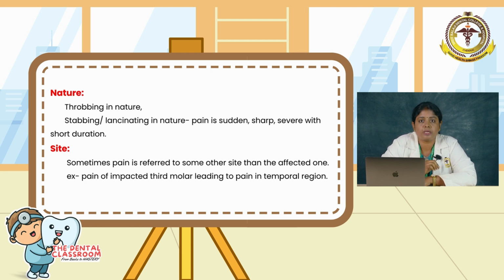Then again, the site of pain is also very important. If it is a very localized swelling, it will pertain to that swelling site. If the pain is referred, then you can think that the swelling is compressing a nerve, so wherever the nerve is supplying, the pain is also getting radiated. So you have to ask whether this pain is localized or it is radiating.